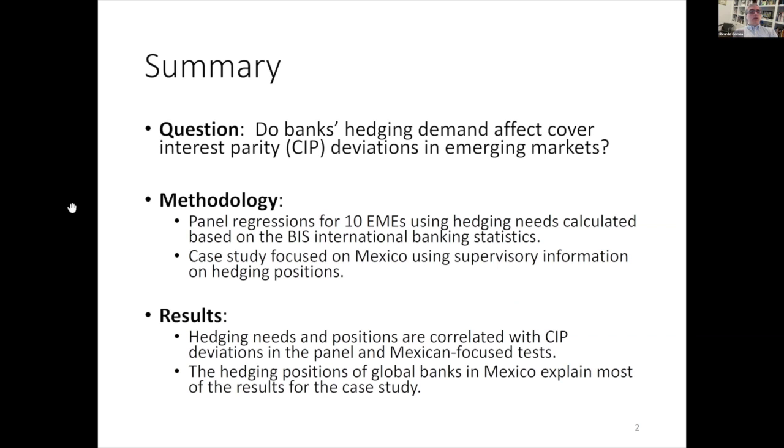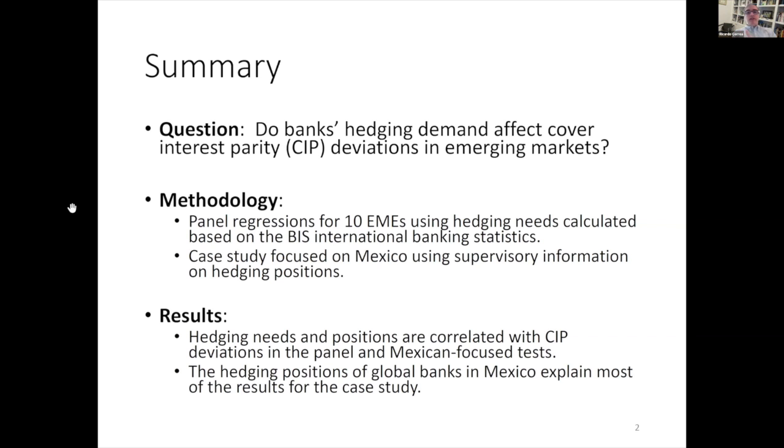The methodology, there are two sets of tests. The first test are the panel regressions focusing on 10 emerging markets and using the hedging demand needs of banks from extrapolations calculated by using the BIS international banking statistics. Then she also conducts a case study for Mexico where she has direct information about the hedging of banks and also their counterparties. So what are the results?